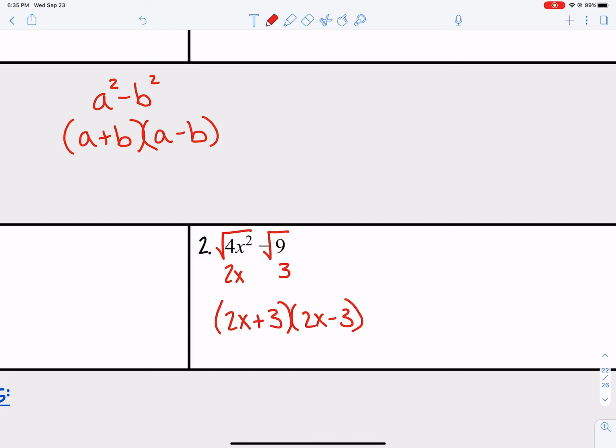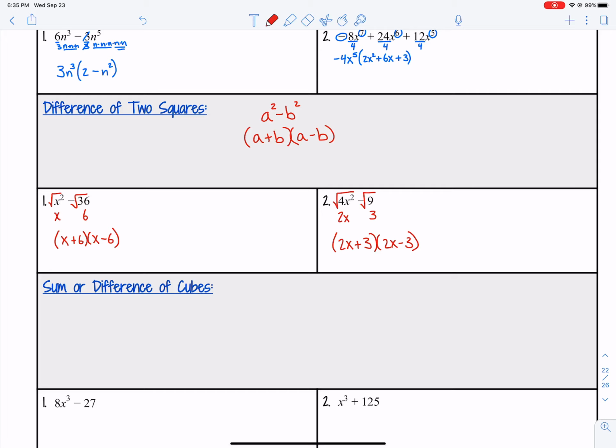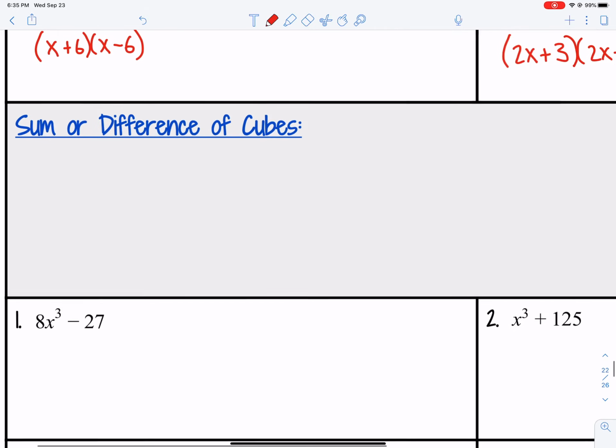It just follows a simple pattern, so you don't have to think of lots of steps. You just have to remember the pattern for difference of two squares. Okay. So sum and difference of cubes is also a pattern. So if I have a cubed plus or minus b cubed.